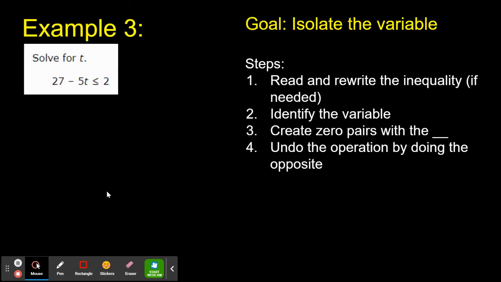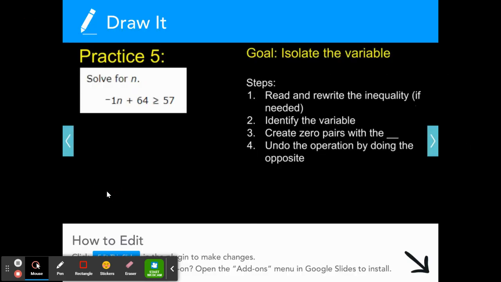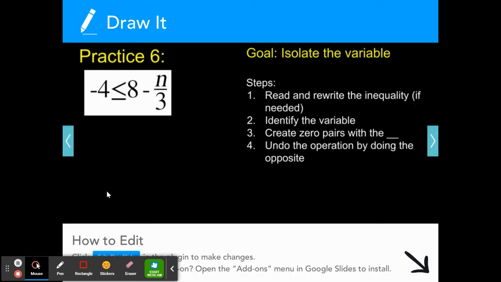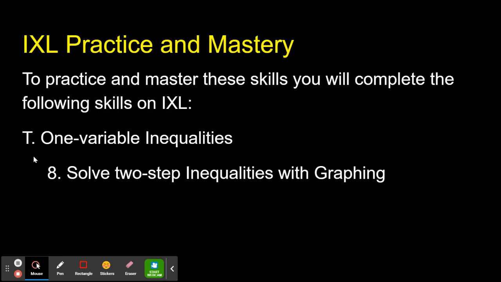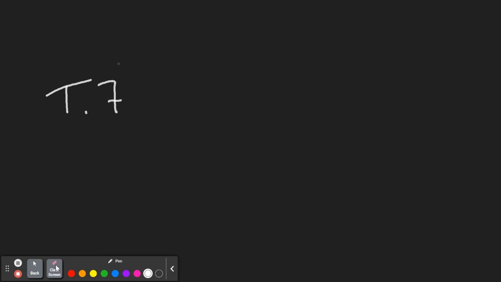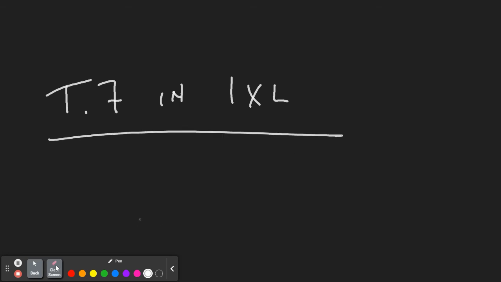All right, that's all we're going to go through today. I'll get you guys started here. There's just more examples. But you guys on IXL are going to work on T8. I'm sorry, no, you're going to work on T7. T8 is for tomorrow. T7 is for today. There you go. Enjoy.